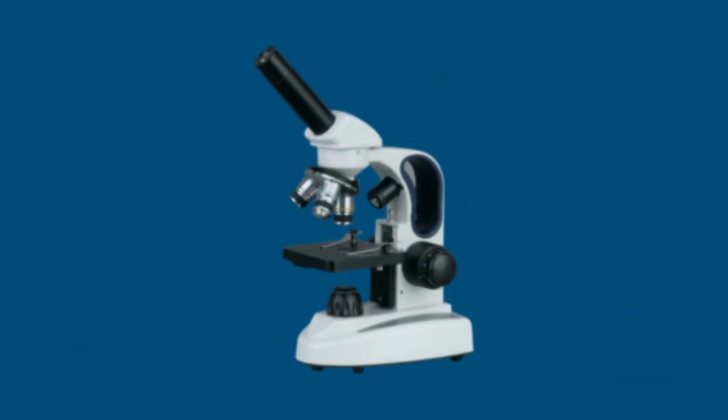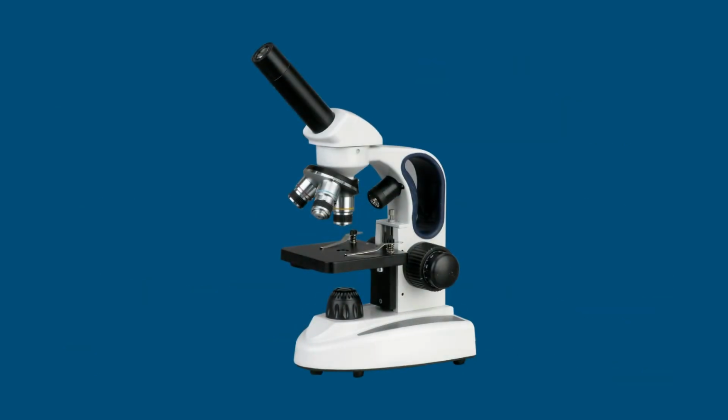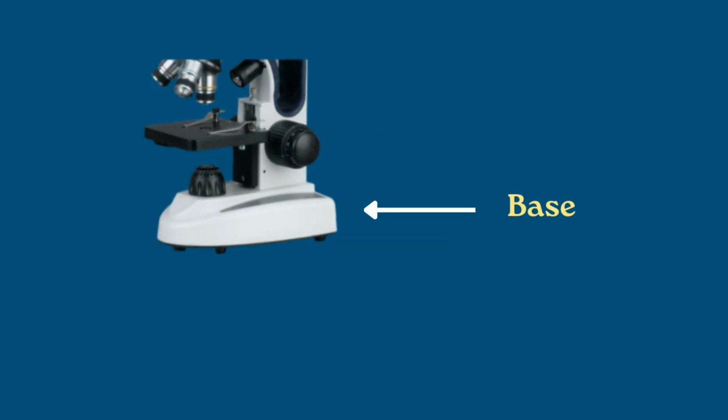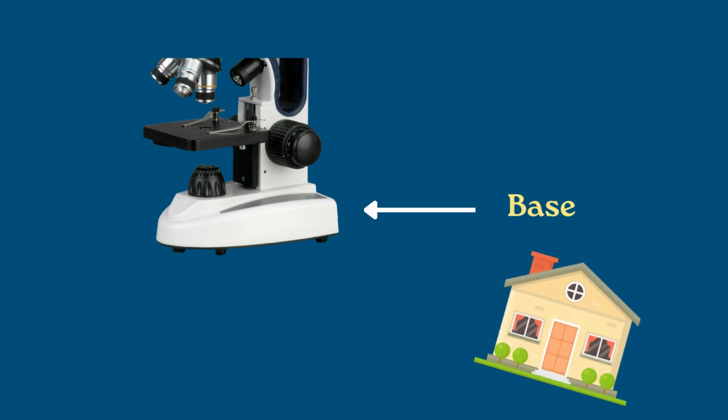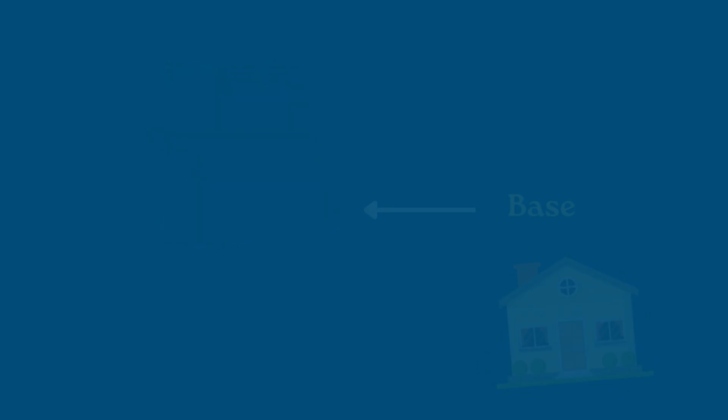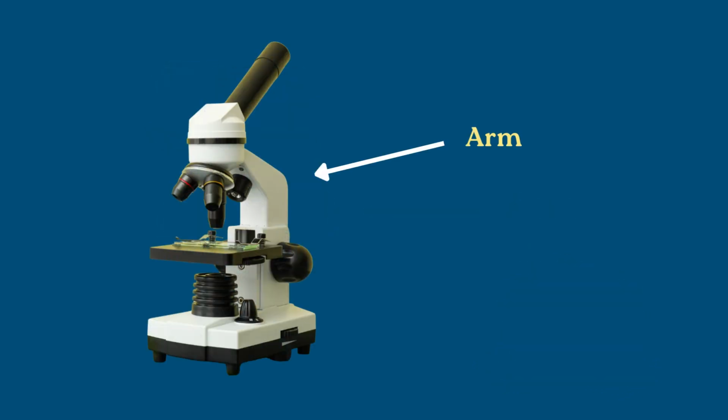The base is the heavy bottom part. Its job? To keep the microscope stable. Think of it as the foundation of a house. No wobble, no trouble. The arm connects the top to the base. And here's an exam tip. Always carry a microscope by the arm and the base to avoid dropping it. Trust me, your teacher will thank you.